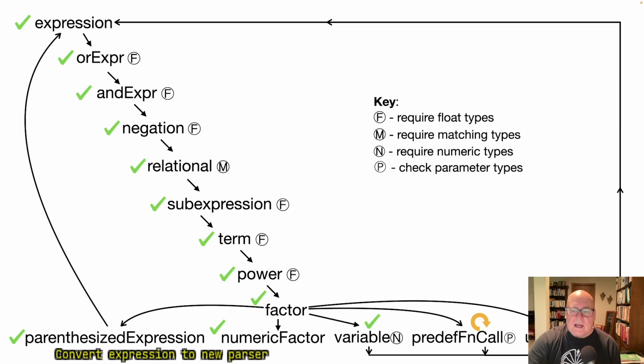Once we finish with these last two function calls, we can replace all references to the old parser with references to the new parser because we've closed the loop. And at that point, we've basically finished the substitution. We've got some other follow-up work to do, but we'll get there. And the other thing with this, the predefined one, it's got a P there. It's got to check parameter types. And the UDF, the user-defined function call, has to only take numeric types.